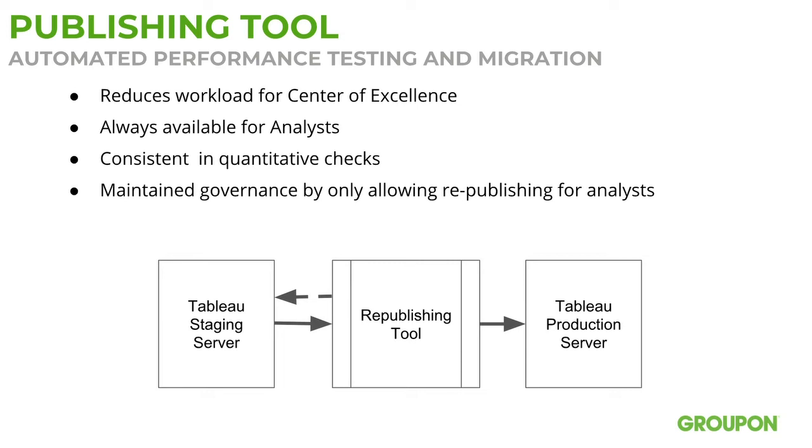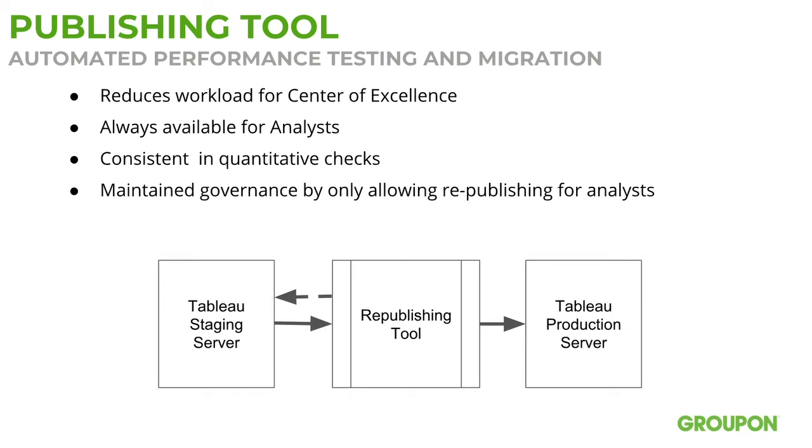This reduces the workload in our center of excellence. This means that it's always available for our analysts. We have consistency in the qualitative checks. You don't know how many times there was something that was missed because the analyst was rushing through or trying to do 2 jobs at once. And they thought that they did a check, but they did it on a different workbook. And so we want to make sure that our production system is running absolutely optimally.